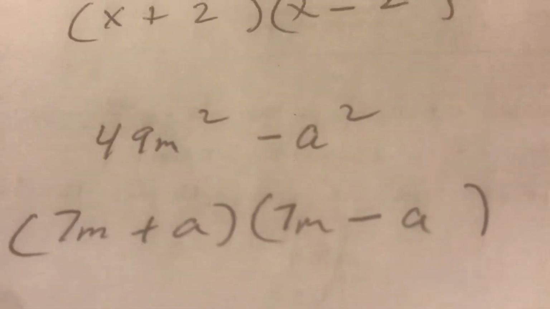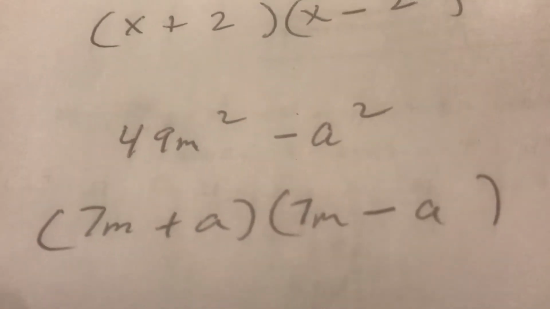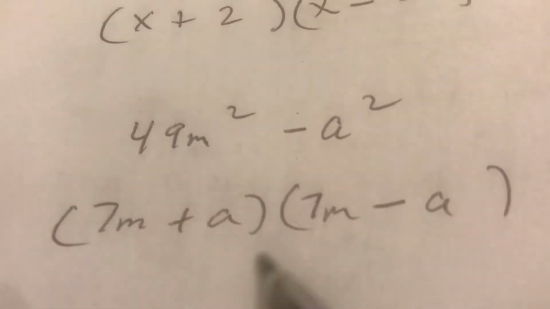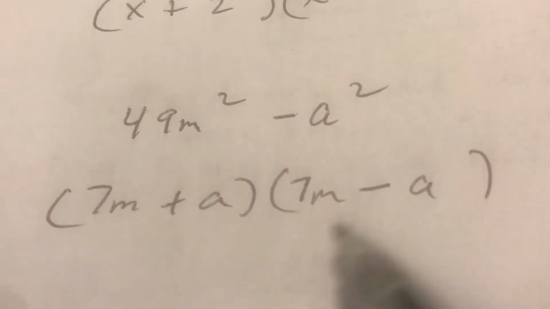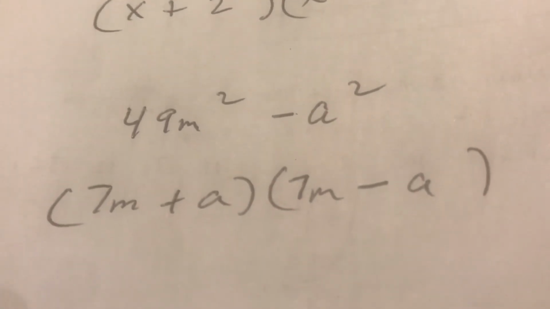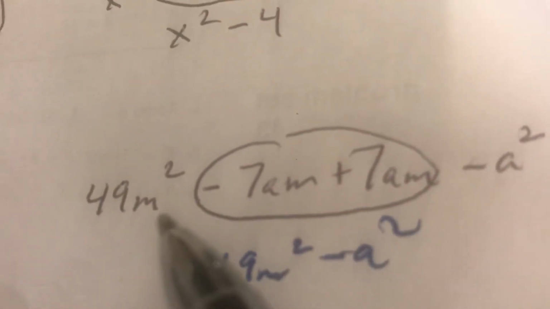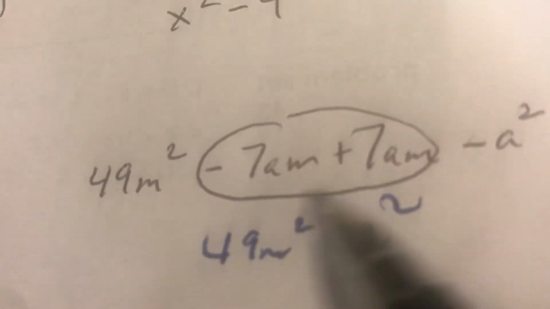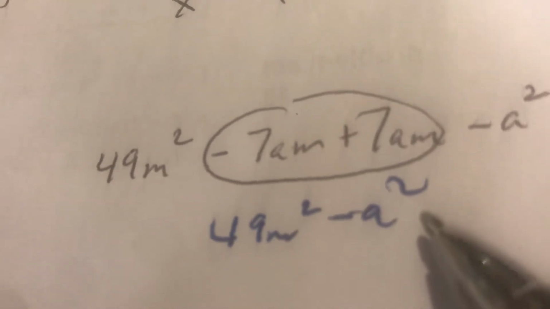So the second example, 49m squared minus a squared. They're both squares and there's a minus sign between them. So you take the square root of each, so 7m and 7m, a and a, and you put a plus sign and a minus sign. If you multiplied it back out just to check, you see that you get 49m squared minus 7am plus 7am minus a squared. That just falls out, and you're left with 49m squared minus a squared.